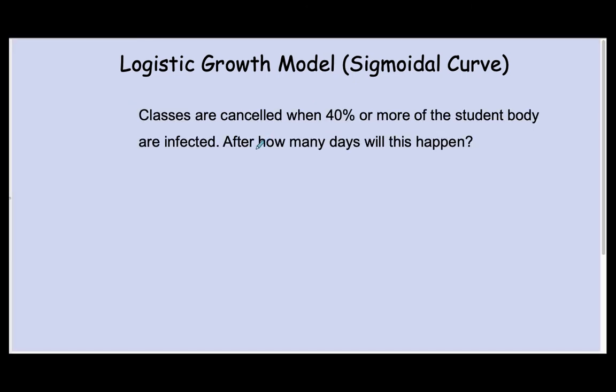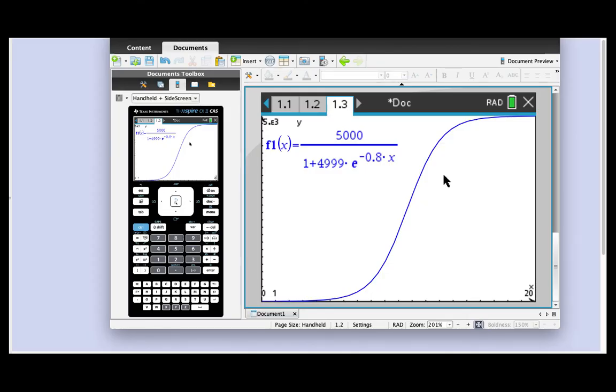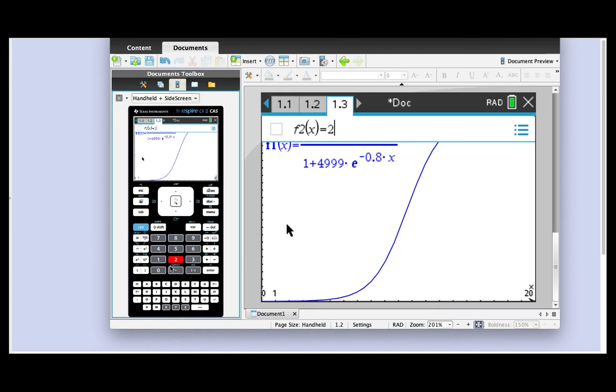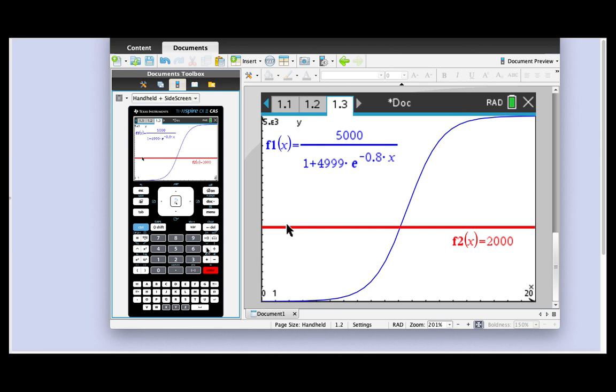The school will cancel classes when 40% or more of the student body are infected. So after how many days will this happen? Well, 40% of 5,000 is 2,000 students. So let's see how we can use our grapher. How long will it take until 2,000 students are infected? So I think the best way to answer this is going to be for me to go into my graph and put 2,000 students in there and see where those two curves intersect.